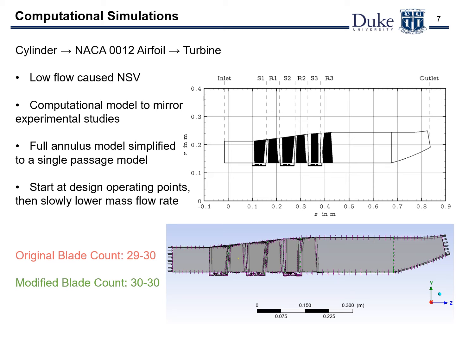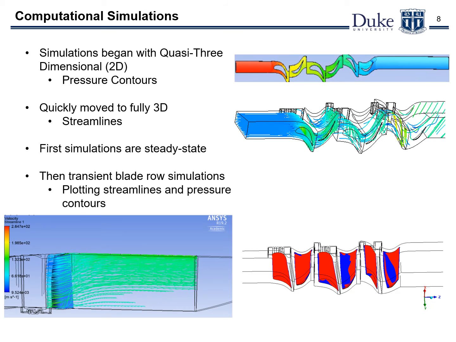Now, this model experienced NSV-like conditions at low mass flow rates. Rather than simulating the full turbine, we modified the blade count to simulate a single passage. We will start at design conditions and then slow down the mass flow rate to slowly approach NSV conditions and hopefully capture it. The simulation process is as follows.